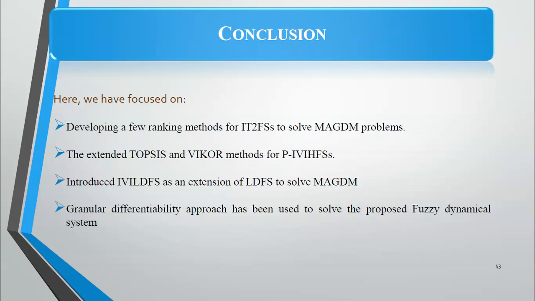In this study, we focused on developing a new ranking method for interval valued type 2 fuzzy sets to solve MCDM or MAGDM problems. The extended TOPSIS and VIKOR method for probabilistic interval valued hesitant fuzzy sets introduce the new concept of interval valued intuitionistic linear Diophantine fuzzy set as an extension of linear Diophantine fuzzy set to solve MCDM problems. The granular differentiability approach has been used to solve the proposed fuzzy dynamic system.